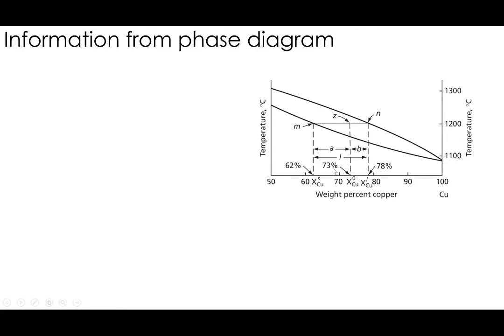The overall composition is marked here, which is 73%. That is denoted as X naught of copper. This is the overall composition. Now there are some more things. There are three lengths marked here. One is this entire length, which is labeled as L, and the length from this left extreme to the overall composition line, which is marked as A, and there is B. So what are these three different lines?